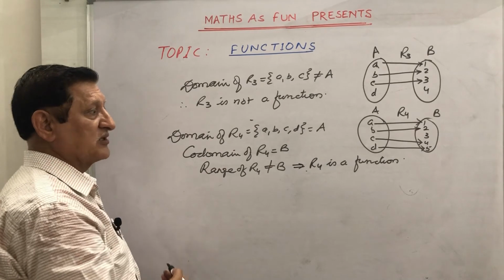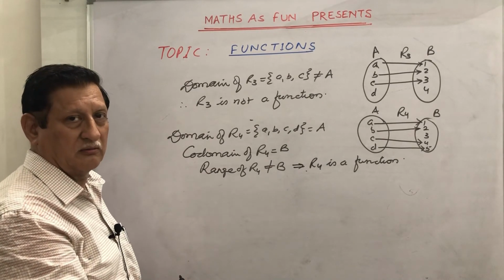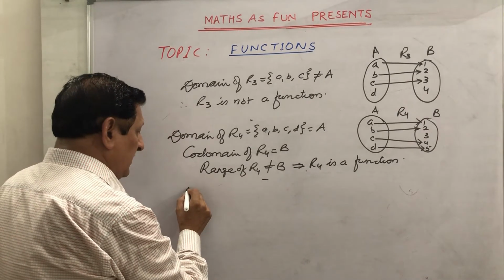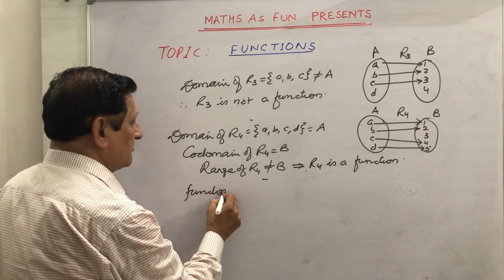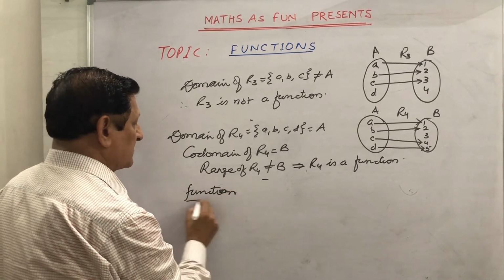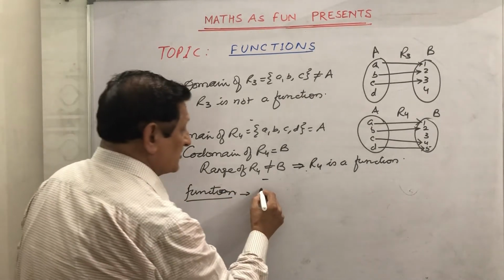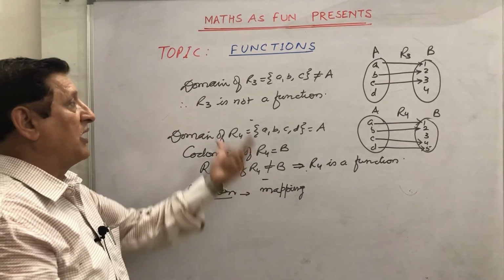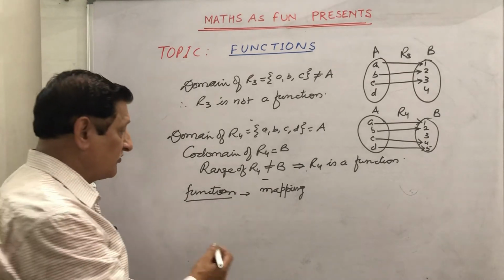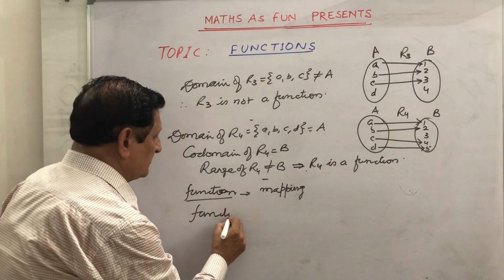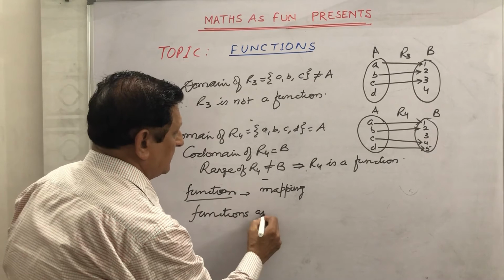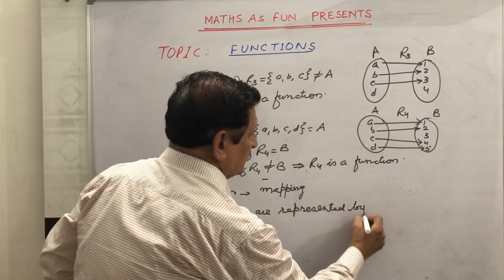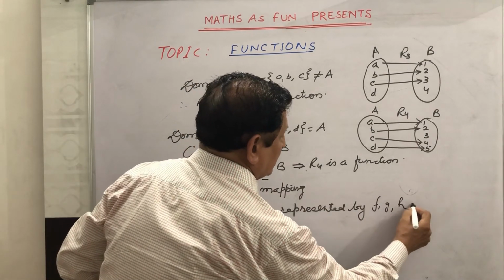With these examples you must have it more clear. Now one more thing I will tell you, that function is not the only name for this particular relation. A function is also known as a mapping. We can also say this is a mapping from A to B. Another way, functions are generally represented by f, g, h, etc.